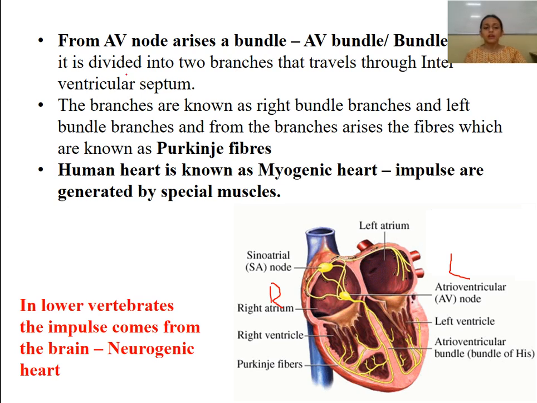So the bundle of His. If you see, this is the bundle of His, from the AV node, the yellow bundle that you see over here. This bundle of His is divided into two branches, and these branches travel through the interventricular septum. Further, these branches are divided into certain fibers. From these branches certain fibers arise, and these fibers are known as Purkinje fibers. So that is how the impulse travels.